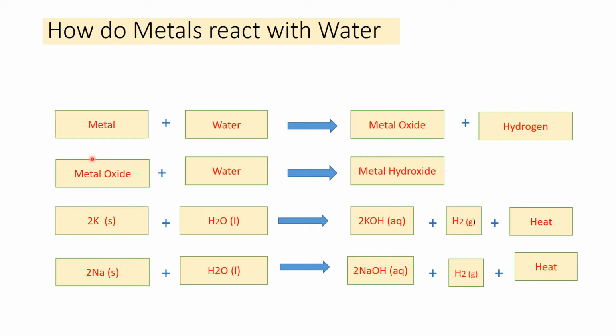Metals react with water and produce a metal oxide and hydrogen gas. Metal oxides that are dissolved in water produce metal hydroxide. But all metals do not react with water. You can see the word equation here: metal plus water gives metal oxide plus hydrogen, and this metal oxide which is dissolved in water forms metal hydroxide.